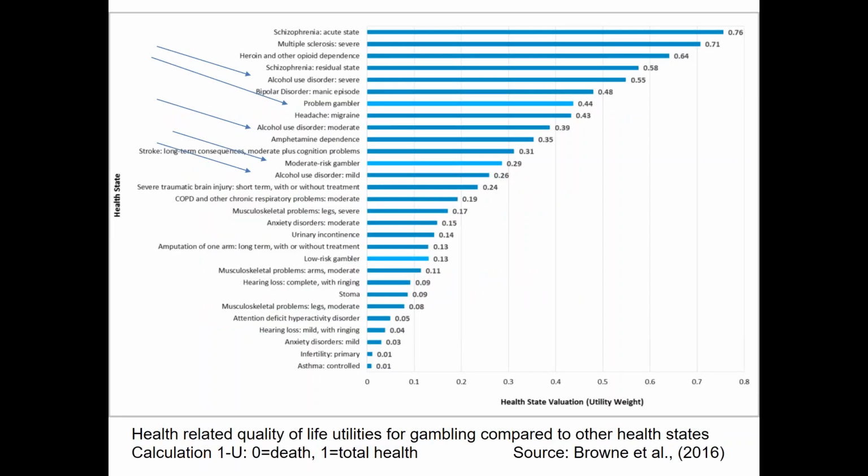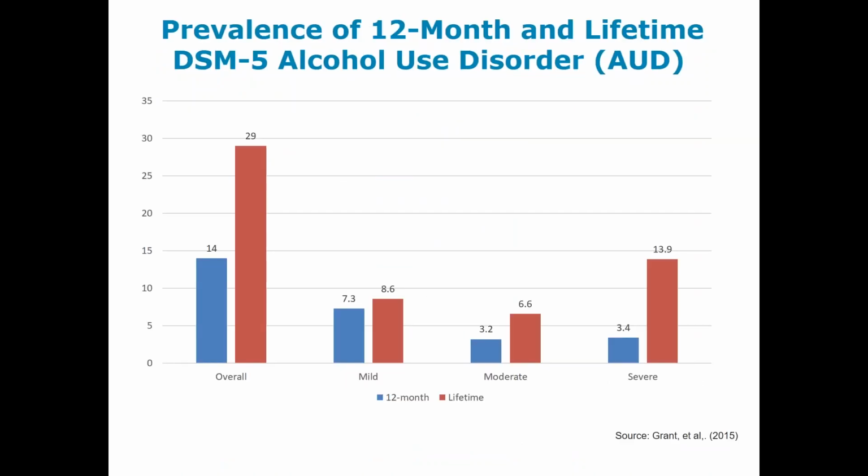And so this really complicated looking graph here really just ranks the impact on quality of life from these different conditions. You can see at the top schizophrenia, multiple sclerosis, and then heroin and other opioid dependence. In terms of the prevalence of these disorders, this is perhaps useful information in terms of how frequently you might see someone with alcohol or gambling disorders.